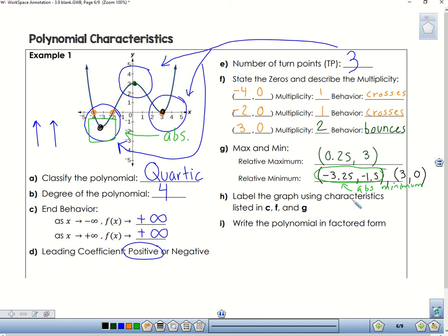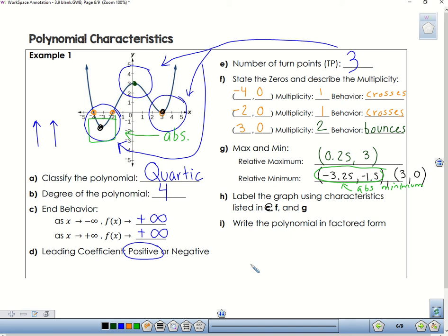So basically it just says label the graph using characteristics listed. This should say E, not C. E, F, and G. So we basically already did that. We circled the number of turning points. For F, we labeled our x-intercepts. And for G, we put dots on our maximums and minimums. So that's basically, we already did everything that they asked us to do. It's just basically wanted you to note that stuff on the graph.